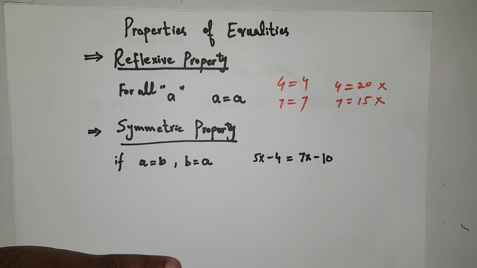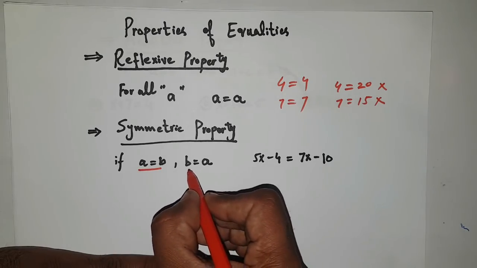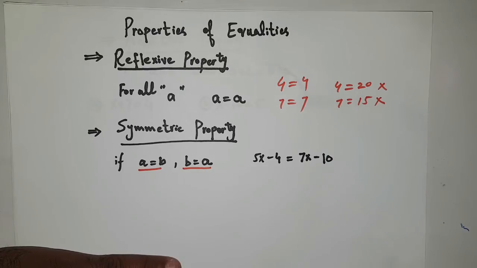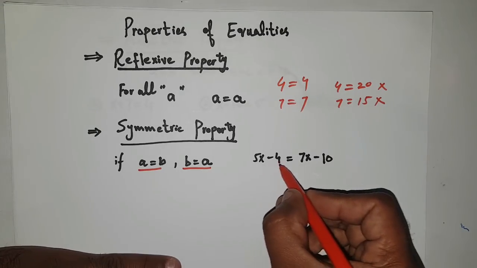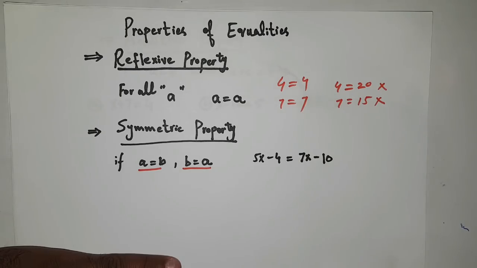The next property is the symmetric property. This property says that if a number a is equal to b, then obviously b is equal to a. This property helps us a lot while we are solving some equations. For example, here we have an equation 5x minus 4 is equal to 7x minus 10, and we want to solve this equation for x.